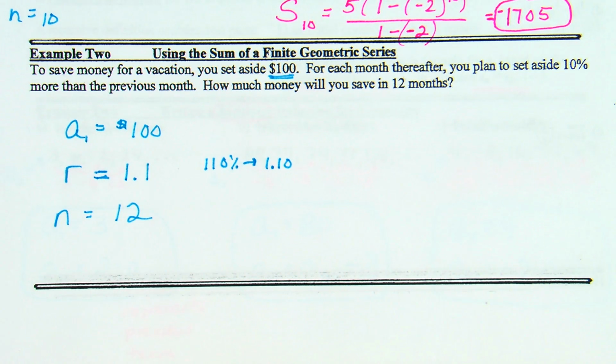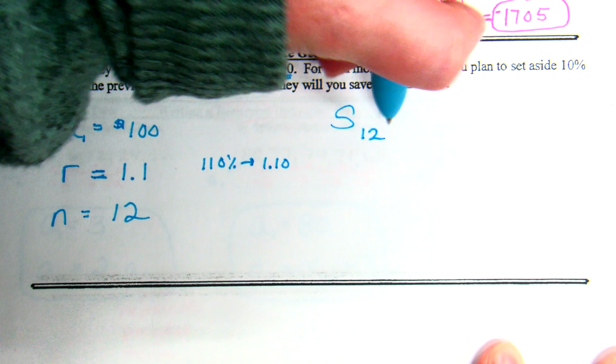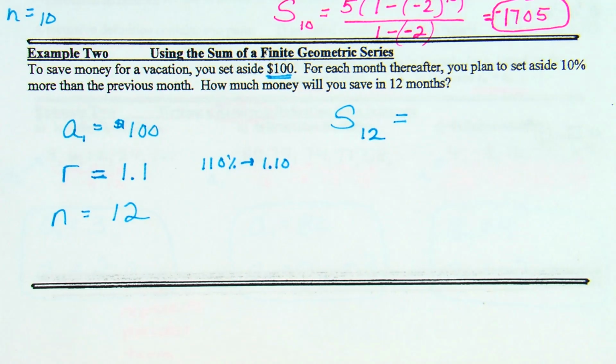12? Oh, sorry, I didn't write it. Do you guys still need me to write the formula out? The original blank formula. I mean, I've written it out in the past 4 problems, so let's just fill it in. S of n, so we're doing S of 12, equals A1, which is 100, times 1 minus R, which is 1.1, raised to the n, which is 12, divided by 1 minus R, 1 minus 1.1.